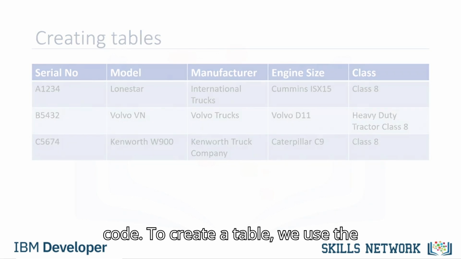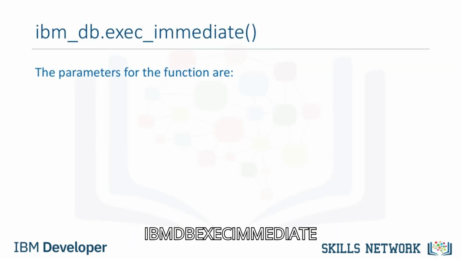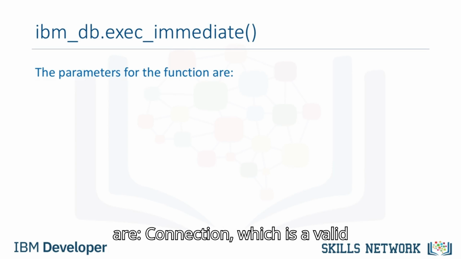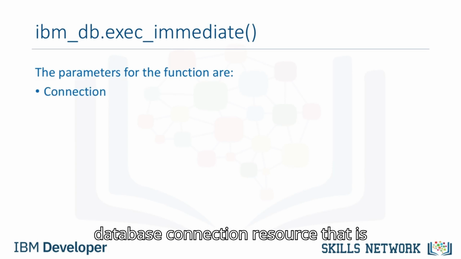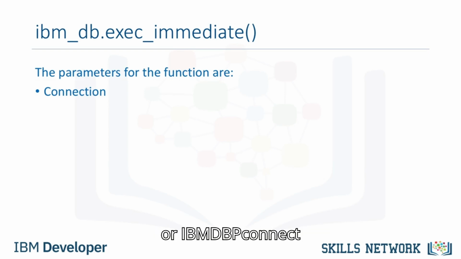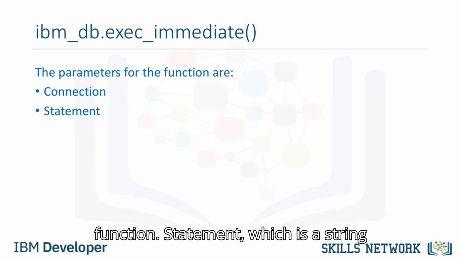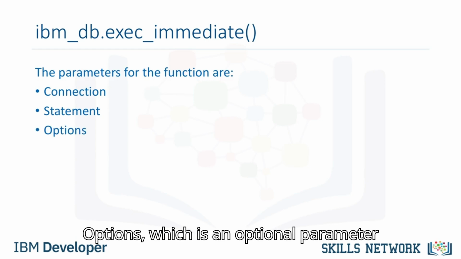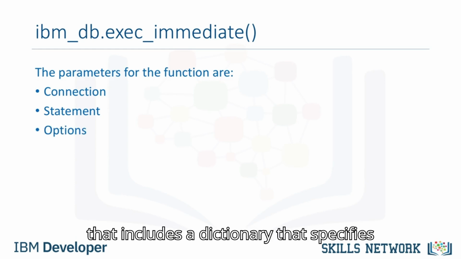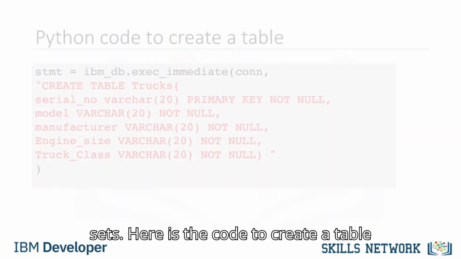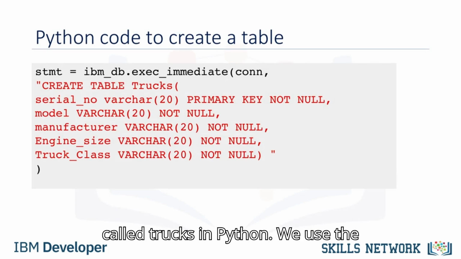To create a table, we use the IBM_DB exec_immediate function. The parameters for the function are connection, which is a valid database connection resource that is returned from the IBM_DB connect or IBM_DB pconnect function; statement, which is a string that contains the SQL statement; and options, which is an optional parameter that includes a dictionary that specifies the type of cursor to return for result sets. Here is the code to create a table called trucks in Python.